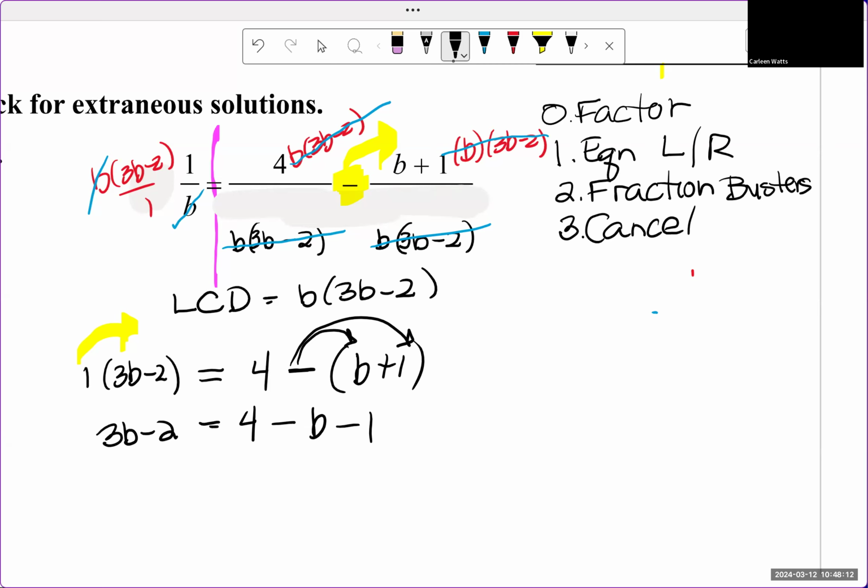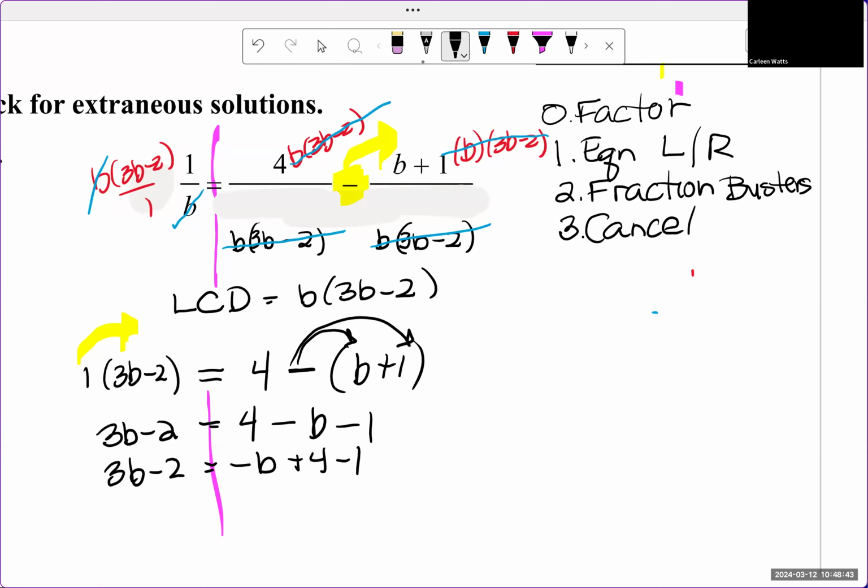All right, so now draw a line down the equal sign. Combine like terms. So we have 3b minus 2 is equal to negative b plus 4 minus 1, right? Let's rearrange this. That's a positive 4, right?